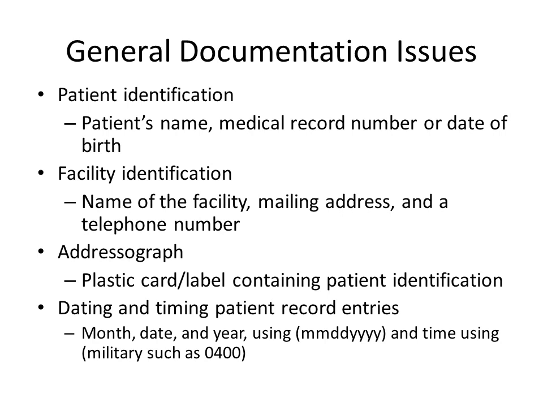So, let me go back to what I said previously and correct it. In dating and timing records, it is the month, day, and year: 2-digit month, 2-digit day, and 4-digit year. And when you record the time, you use military time. So I want to clear that up. The date format is 2-digit month, 2-digit day, 4-digit year, and when you're recording the time in a patient record, it must be using military time.